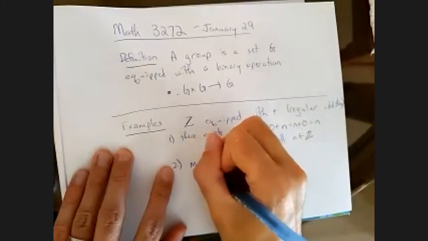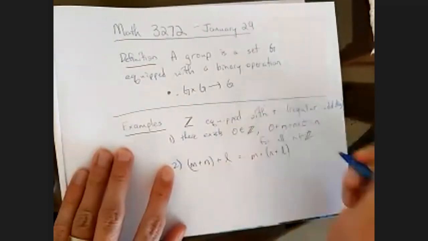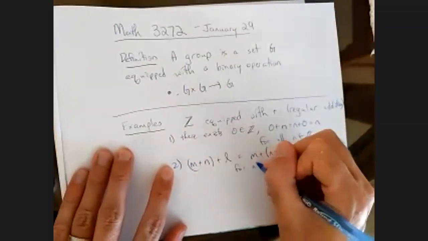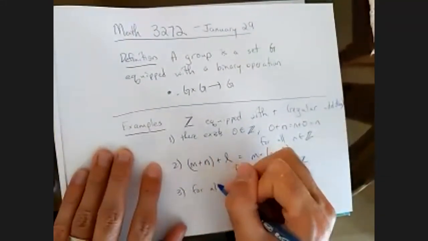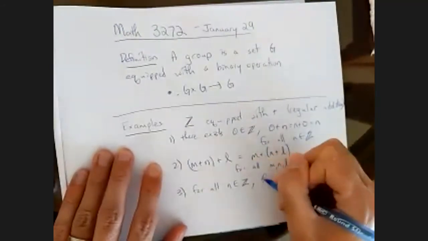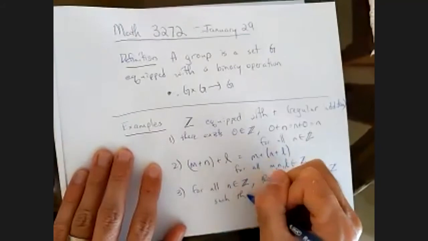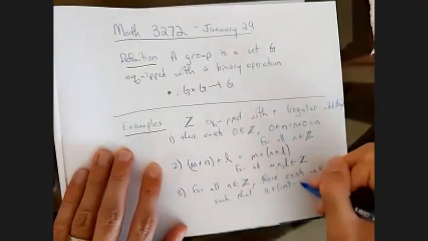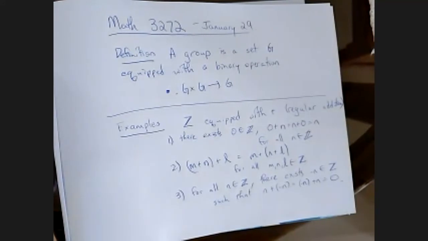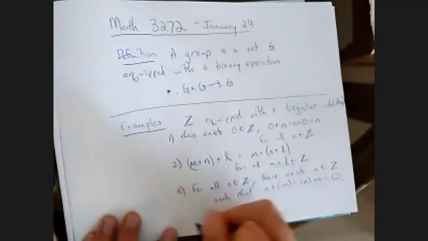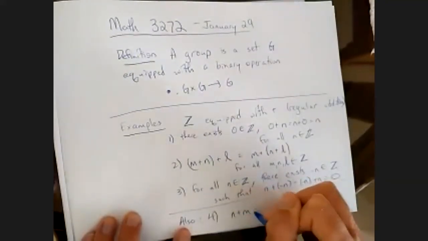It also satisfies: n plus m plus l is the same as n plus m plus l, grouped the other way. And also we have negatives: for all n, there exists negative n such that n plus negative n equals negative n plus n equals 0. That's what the integers satisfy, and many other things. One key other thing: it also satisfies a fourth property, which we put in a different category.